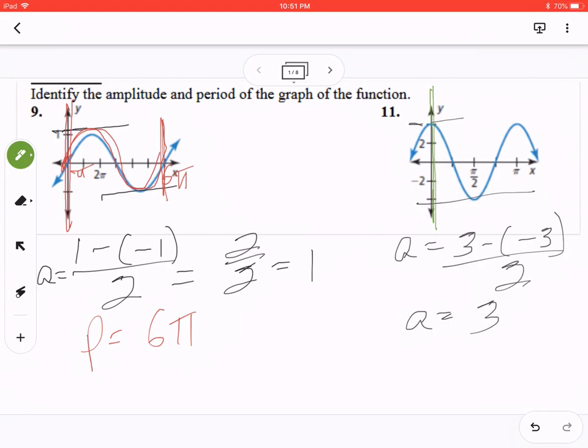So for one full cycle to take place, it would stop right here when it gets back to the max. The amount of time that it took was from 0 to pi, making the period equal to pi, because the period is how much time it takes for one full cycle of the curve to take place.